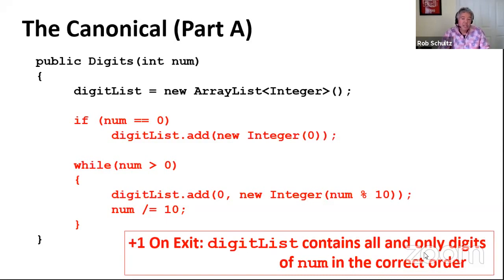If num happens to be 0, great. We'll create digit list, we'll add 0 to it, and then we'll skip the while loop so we don't put anything else in. And that way we're covered. We have every possible non-negative integer that we could have thrown at us.